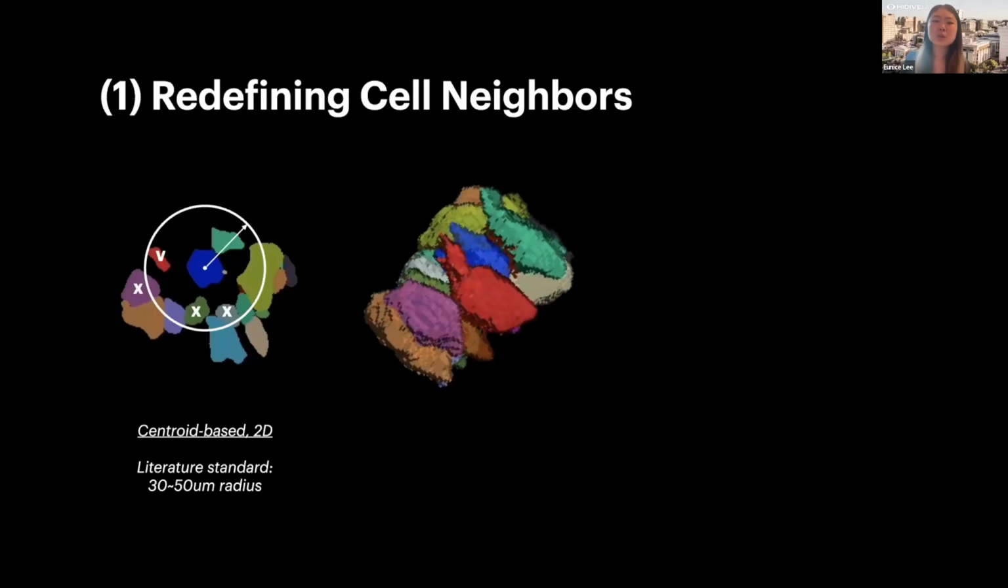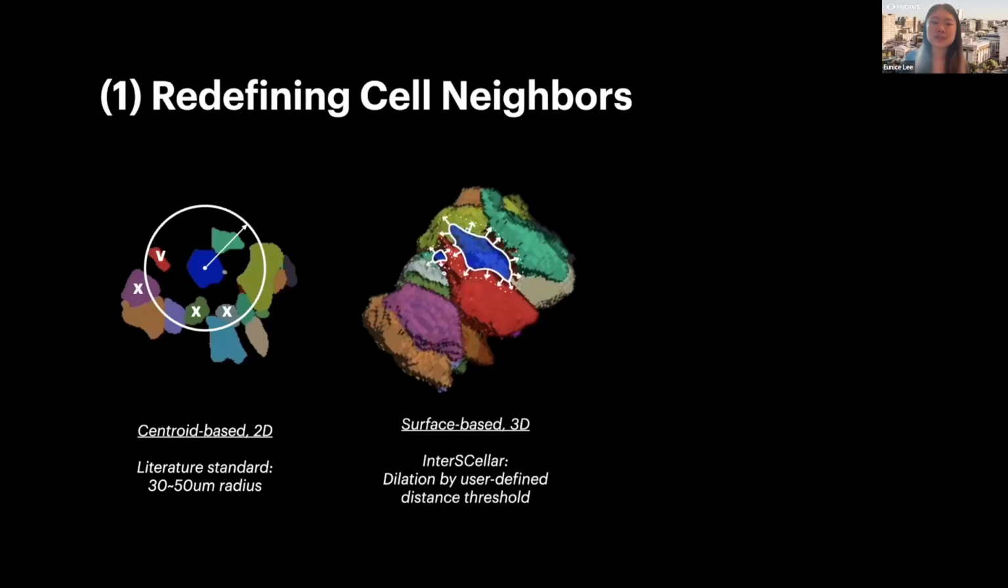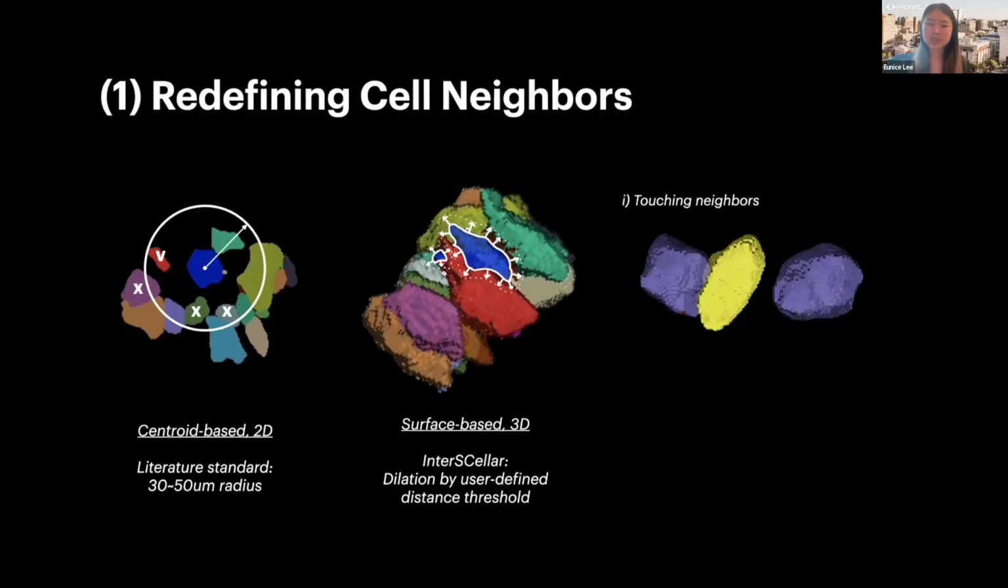And so what InterSCellar wants to do is take the segmentations of existing cells and dilate that surface directly following its shape, not in a circular or spherical format, but directly dilating orthogonally from the cell membranes. And whatever the user defines that distance threshold to be, the cells that are touching right next to each other or very close in that proximity will be considered as neighbors.